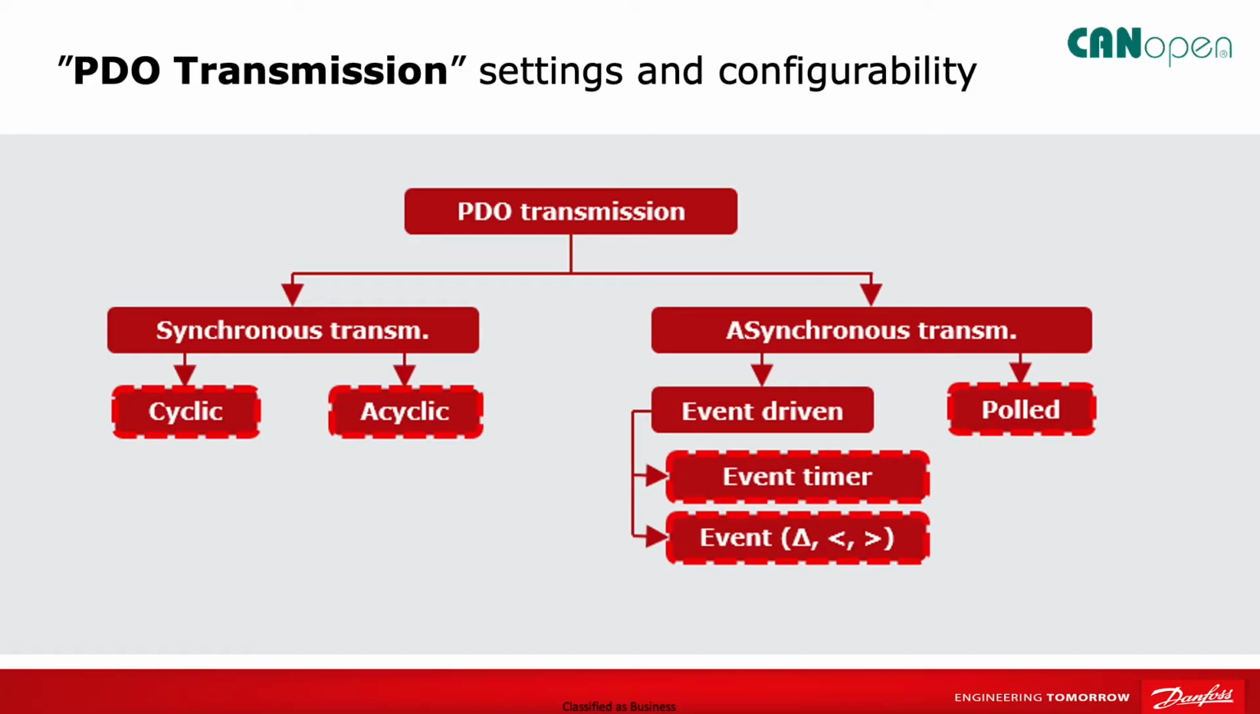When we look at PDO transmission, we distinguish between two types: one called synchronous transmission and one called asynchronous transmission. Synchronous transmission means that it will be synchronized to a sync signal sent by the master. Asynchronous means there are certain parameters that need to be fulfilled, or can be set up in the sensor, and it will react on those events. So this is basically an event-driven transmission.